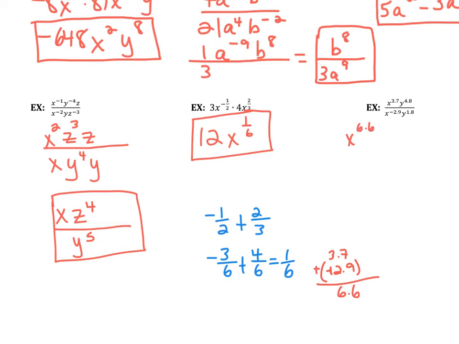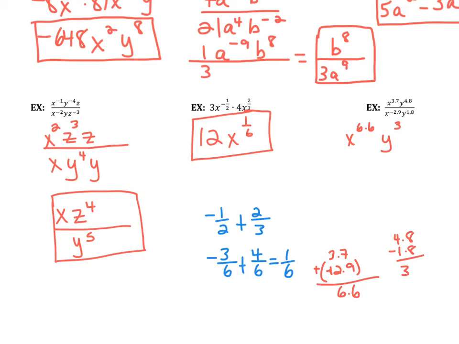And then if I did something comparable for the exponents that are involved with y, I would have 4.8 minus 1.8, which is obviously 3, so that becomes y to the third. All right, now we do have a decimal as an exponent, and we don't want you to have any decimals as final exponents.